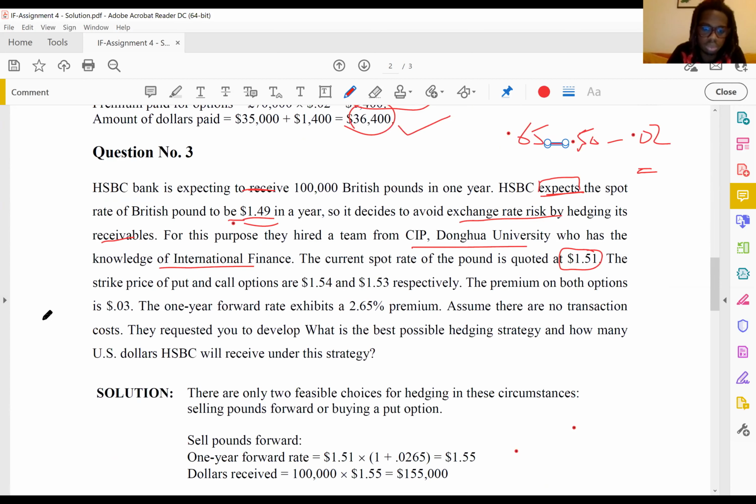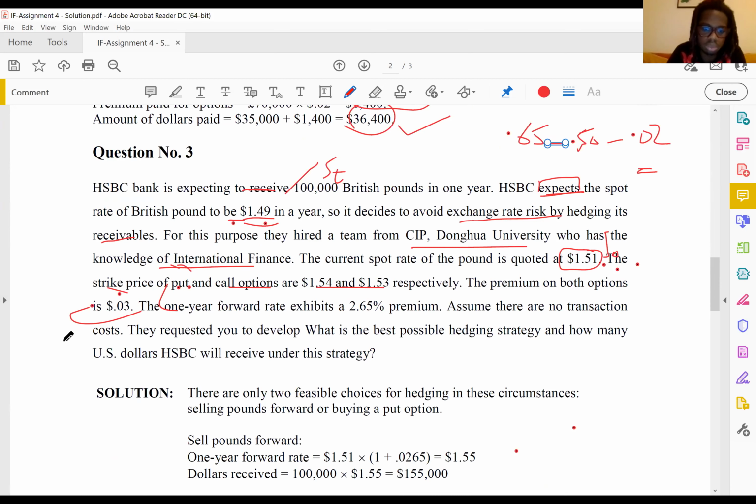So one scenario is that you have been given the current spot rate. This is S naught, and this is ST, the spot rate at expiration. And here comes the deal. The strike prices are also given, so it means option data is also given here. Strike prices of put and call are 1.54 and 1.53 respectively, so put exercise price is 1.54, call is 1.53. The premium on both options is 0.03.